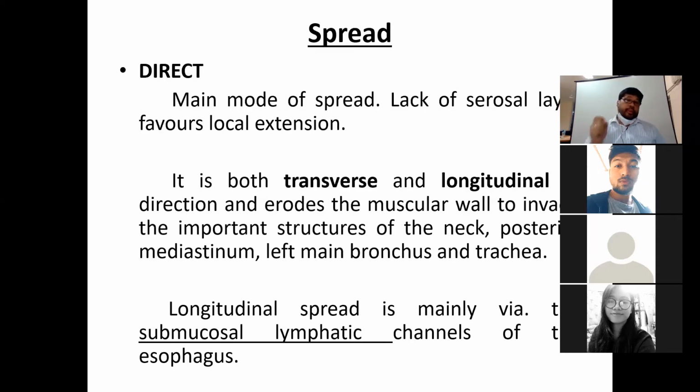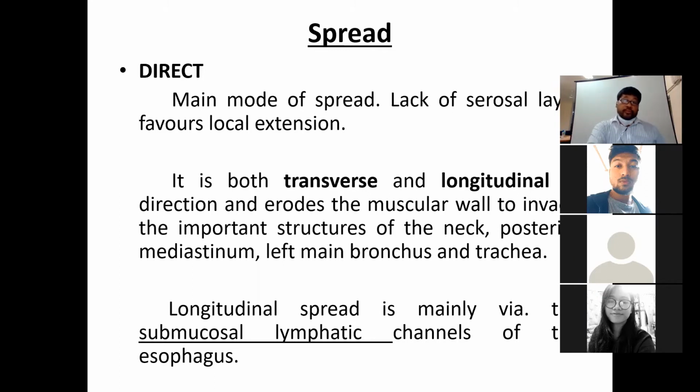So coming to the spread, it can be direct spread, lymphatic spread, hematogenous, and transperitoneal. Direct spread is the main mode of spread, and it is mainly seen because of lack of serosal layer. So here the spread occurs in both transverse and longitudinal directions, and it may erode the muscular wall to invade other important structures of the neck, posterior mediastinum, left main bronchus and trachea.